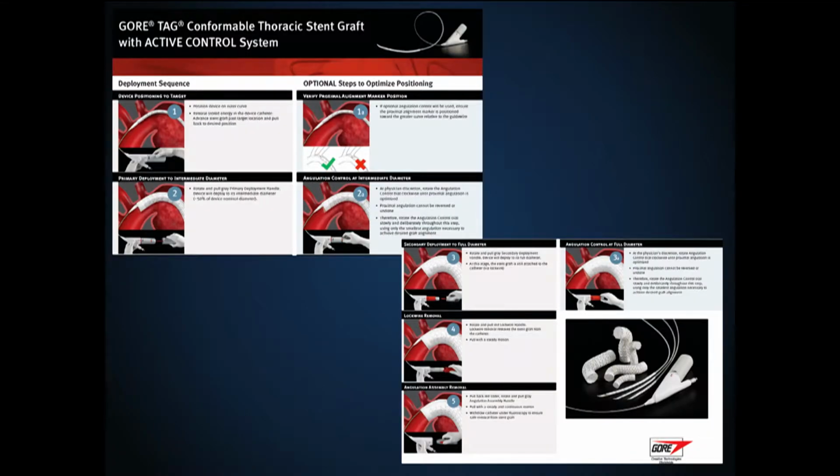We're going to be using the new CTAC device to extend this over the left subclavian artery to deal with this bird's beak effect. And we know that we can tilt this device, we can use active angulation control in order to position it properly in a perpendicular axis to the aortic arch.